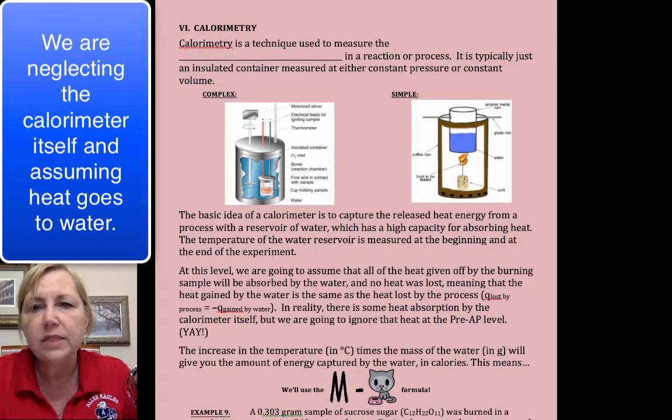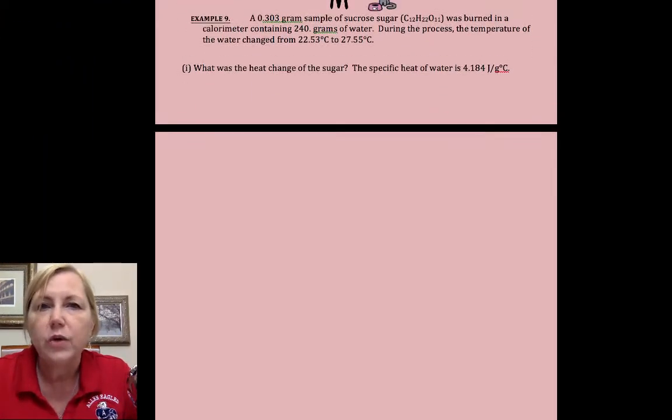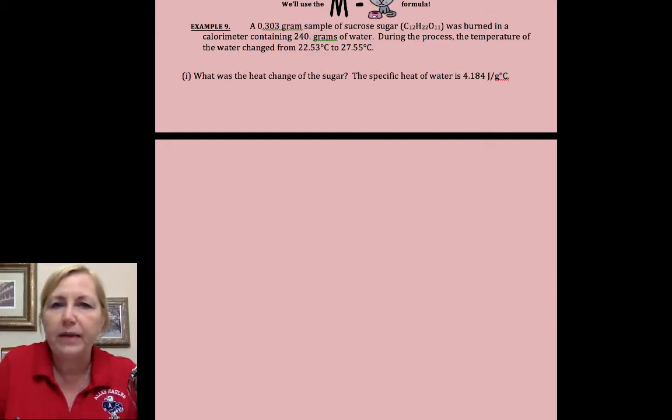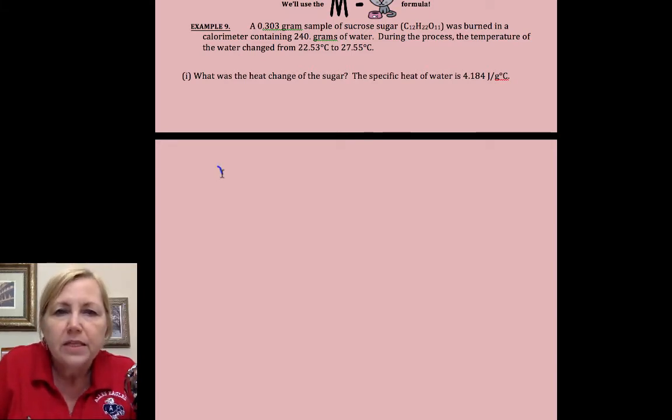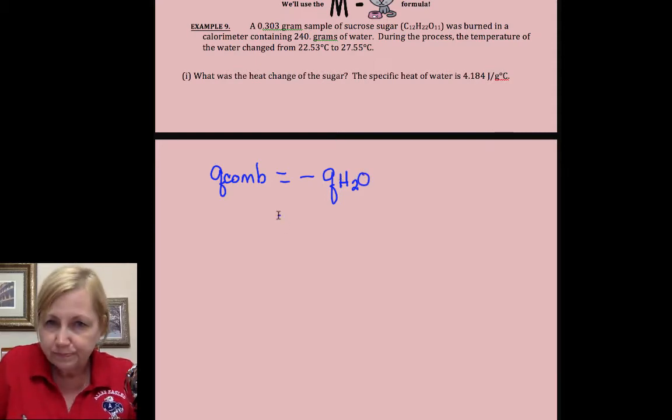And the mathematics we've seen before. We're going to use q = mcΔT. So in this case, we have a 0.303 gram sample of sucrose. That's actually a fairly small amount of sucrose, and we're going to burn it. So the heat of combustion of our sucrose is going to be equal in magnitude, but opposite in sign to the heat that is absorbed by our water.